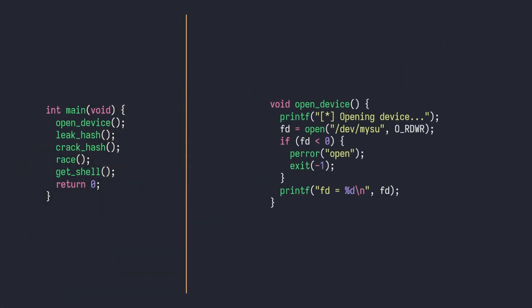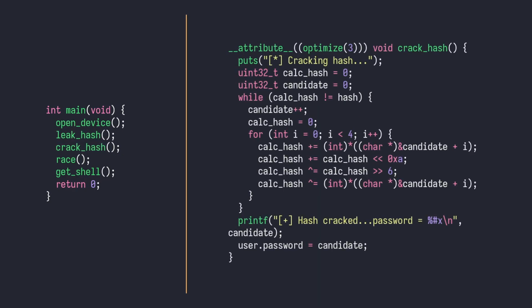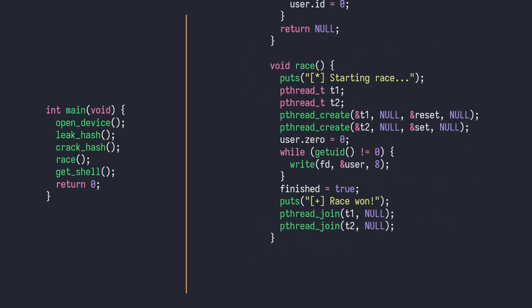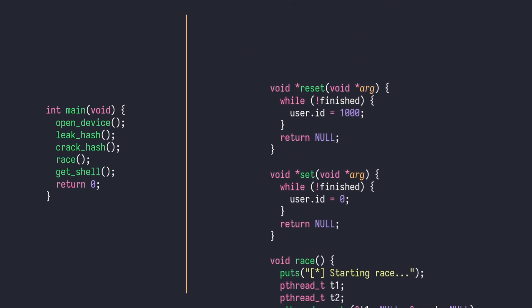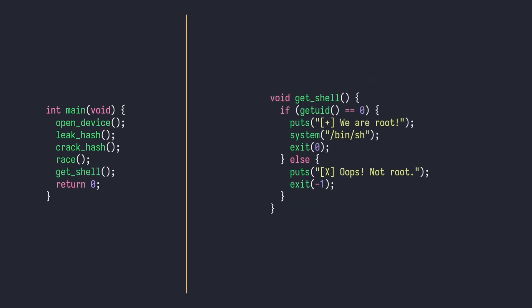First, we open the character device. Then we use read to leak the hash. Then we use plain old brute force to crack it with level 3 optimization on this function to speed it up a little bit. Then we begin the race, where we will spawn two threads. One will constantly reset the ID to 1000 while the other will set it to 0. Meanwhile, the main thread is continuously going to write the profile until our UID becomes 0, because when it does, we have won the race, and we have become root. After that, we can simply spawn a shell and profit. And yeah, that's the entire exploit.